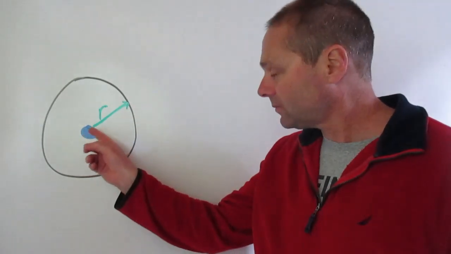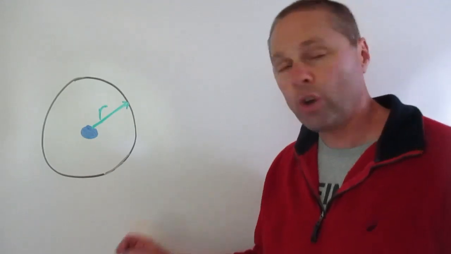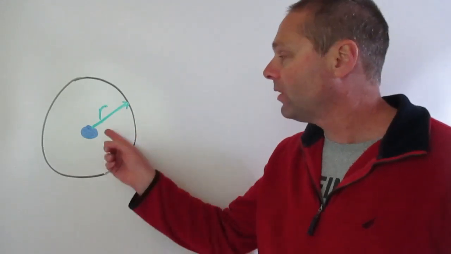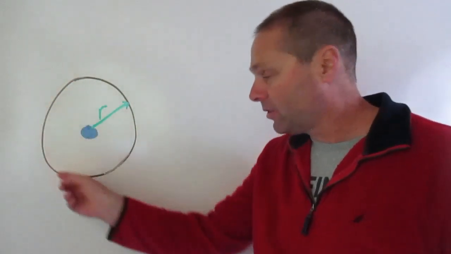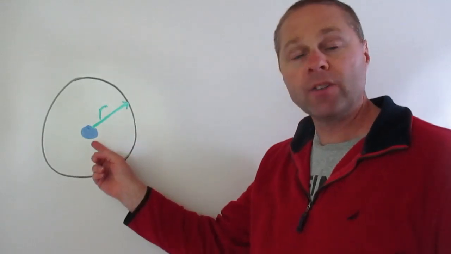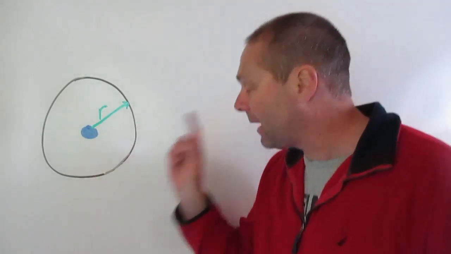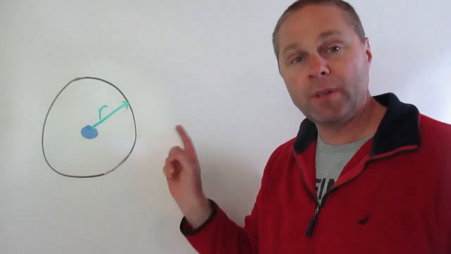The blue dot in the center here is going to represent the current carrying wire. And we're going to measure the strength of the magnetic field from some distance from that wire. Now because the wire is circular, by symmetry, the magnetic field is also going to be circular as well.